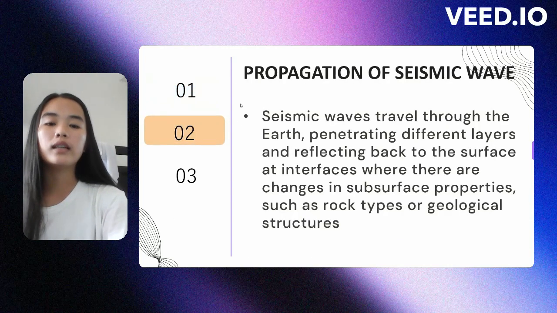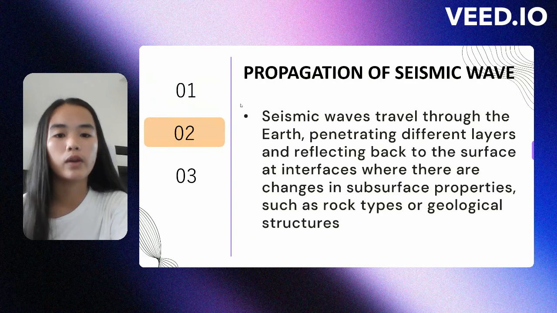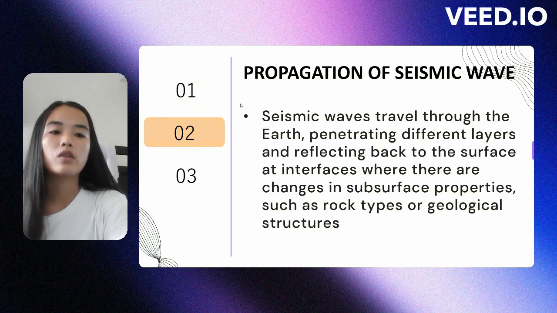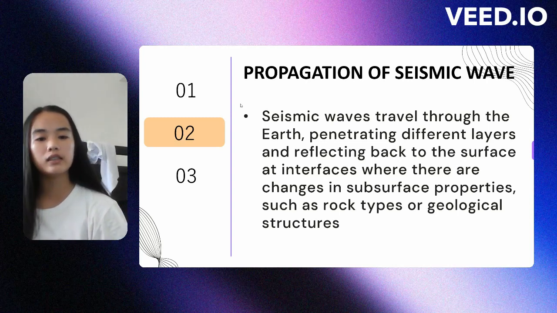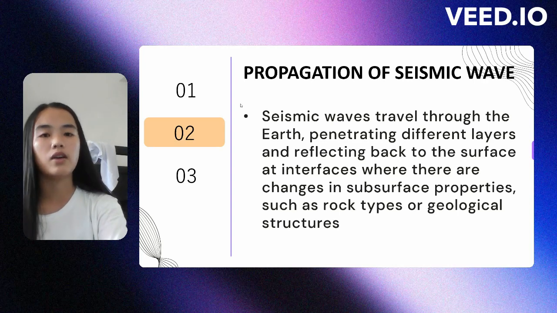The second one is to propagate seismic waves. Seismic waves travel through the earth, penetrating different layers and reflecting back to the surface at interfaces where there are changes in subsurface properties such as rock types or geological structures.